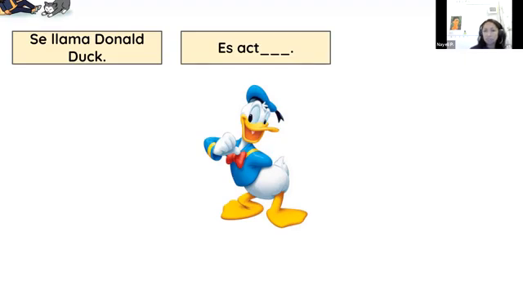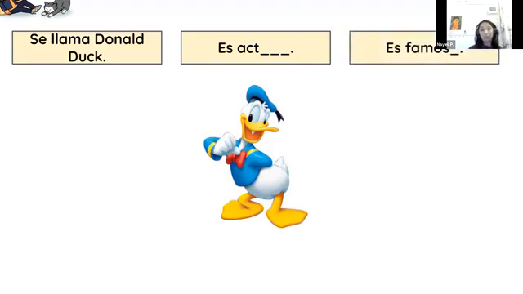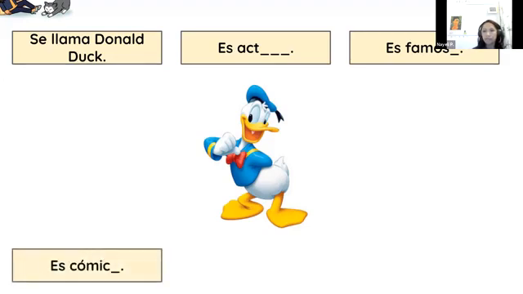Es actor. Sí, es actor. Y es un actor famoso. Es famoso o famosa. Piensa. Think. Famoso with the ending on O or famosa with the ending on A. Es famoso with the ending on O. What about cómico? Es cómico.